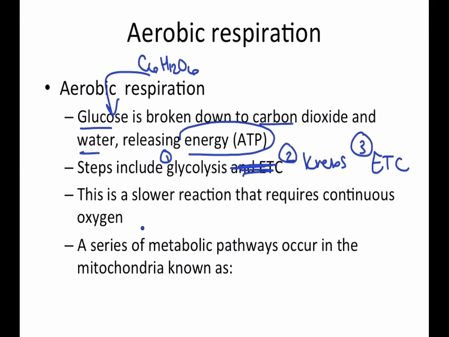So the major things to take away about aerobic respiration is that this is a slower reaction, but it also requires a continuous amount of oxygen. Even though it occurs slowly, it is going to get the biggest bang for the buck. You're going to produce a lot more ATP in aerobic circumstances rather than anaerobic circumstances. And then the series of metabolic pathways that occur in the mitochondria are known as oxidative phosphorylation.